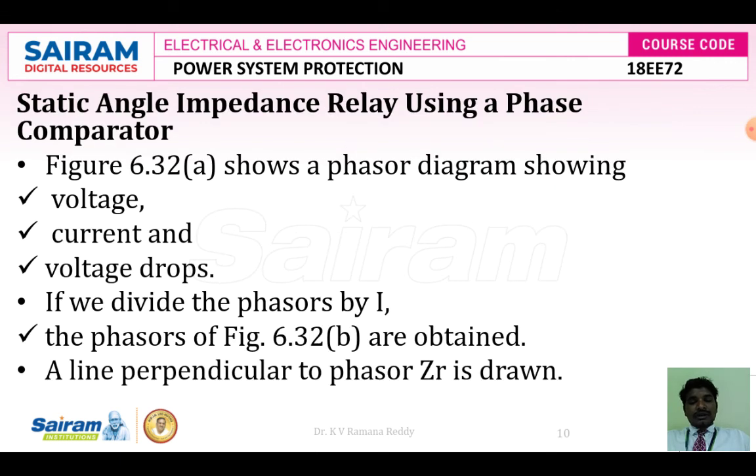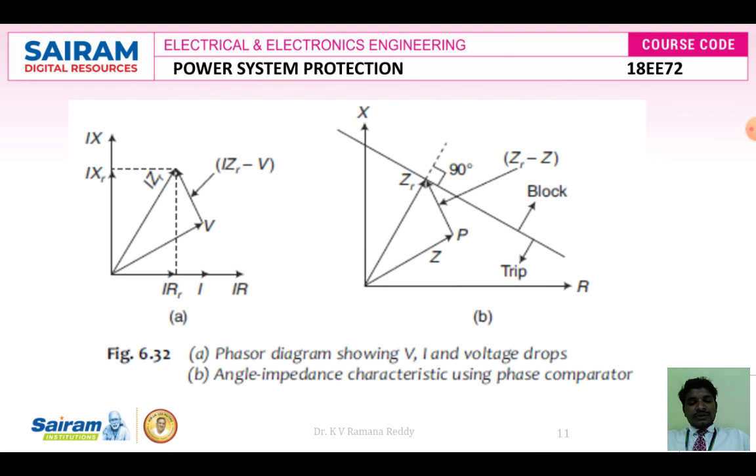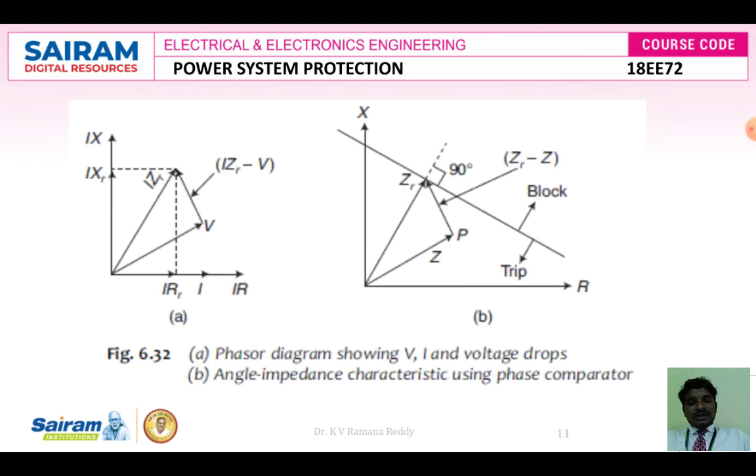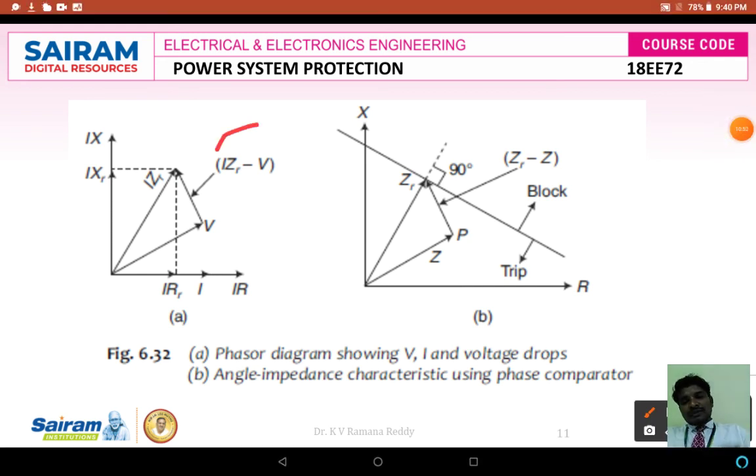If we discuss the same angle impedance relay using a phase angle comparator, the phase angle diagram shown in figure 6.32a with respect to voltage, current and voltage drops makes this very clear. A line perpendicular to the phase of ZR, that is I into ZR minus V, is perpendicular to ZR.